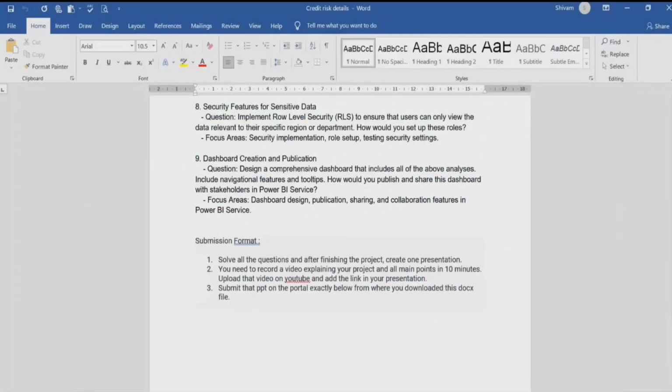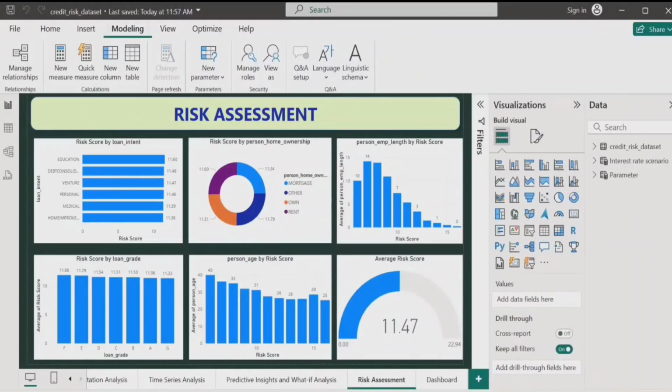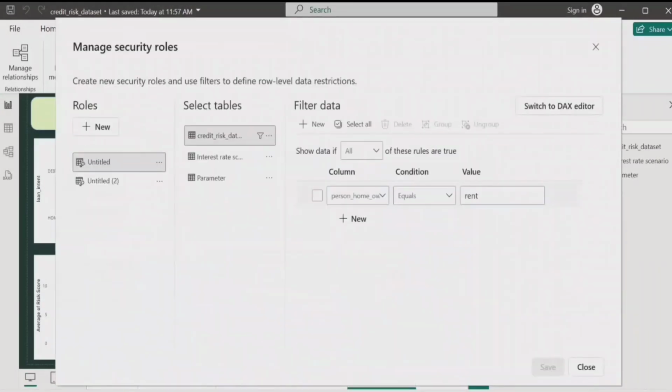The next question is security features for sensitive data. Implement row-level security to ensure that only specific persons, or maybe specific region-wise people, can view that content. So how do we do that? Let's see. We go to Modeling and then Manage roles.